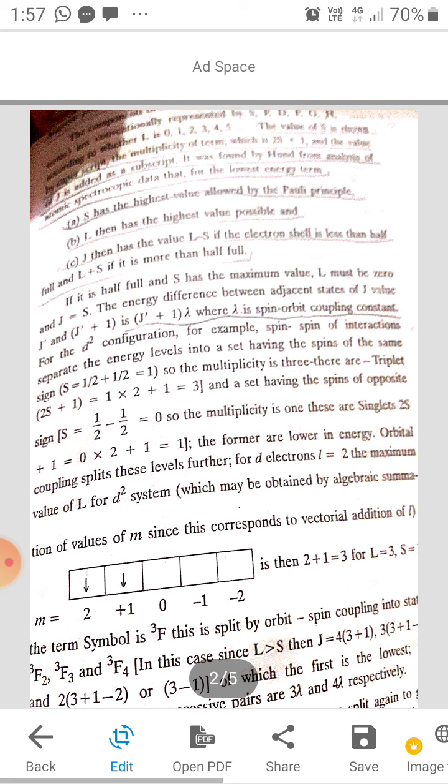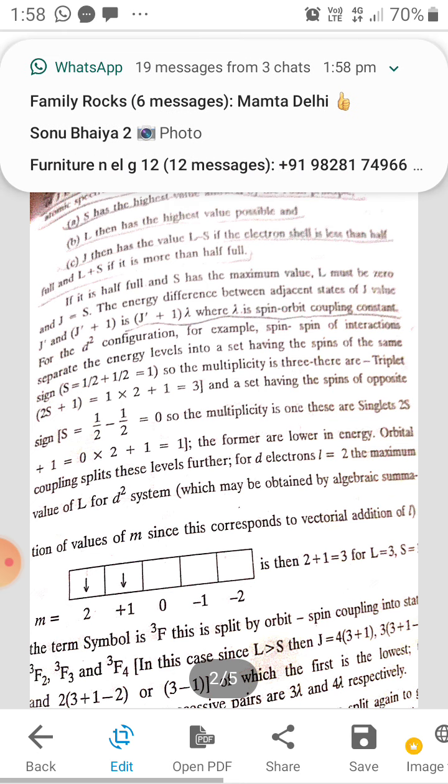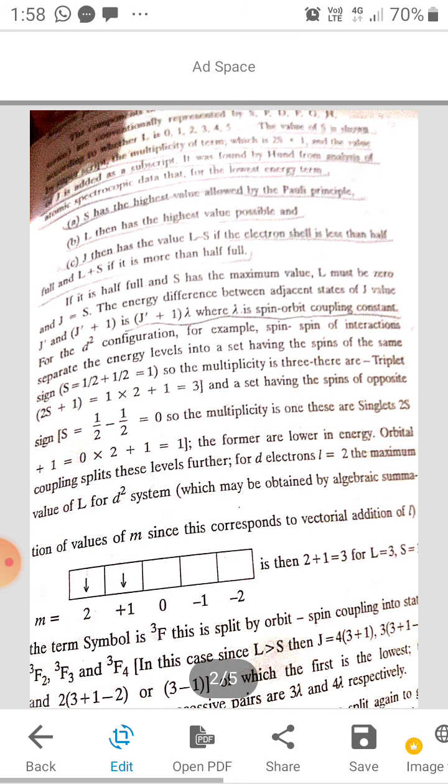For the D2 configuration, for example, spin of the interaction separates the energy levels into a set having spins as S is equal to minus half and plus half, and when they are added it is equivalent to plus 1, and a set having the spin of opposites, plus half and minus half, which is equivalent to 0. So the multiplicity will be 2S.